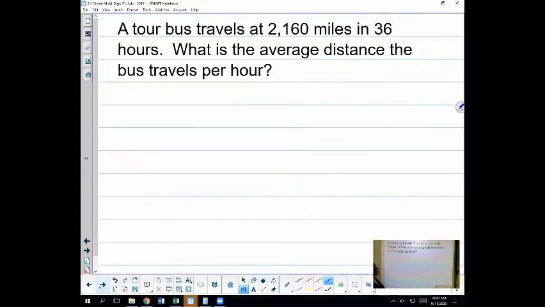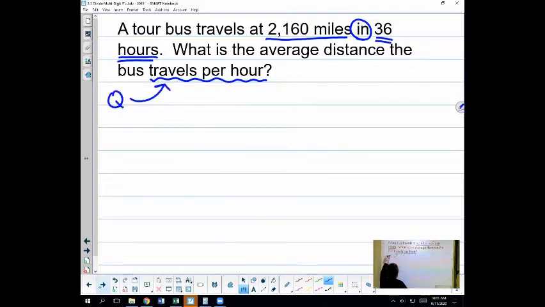A tour bus travels 2,160 miles in 36 hours. What is the average distance the bus travels per hour? I want to know in 1 hour. See how in the question it's asking what it is for 1 hour? Well, you're not going to multiply 2,000 times 36 because that would be a ridiculous speed. So miles in 1 hour.